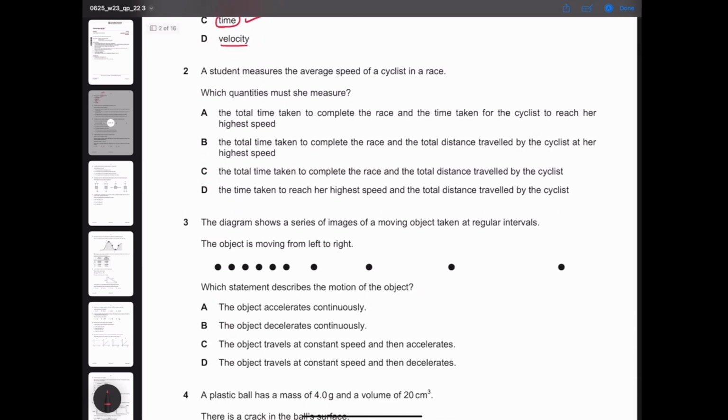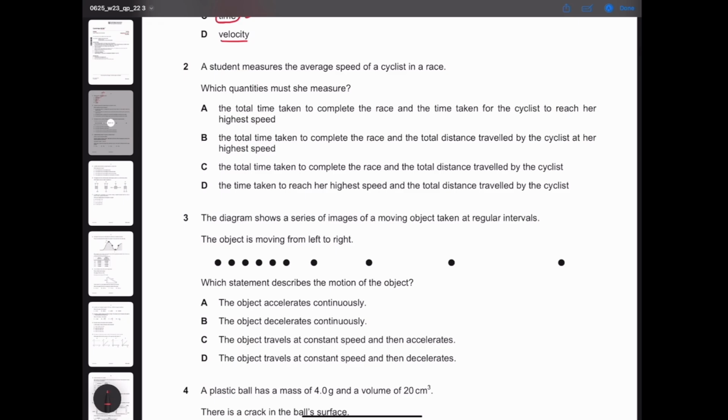Now, a student measures the average speed of a cyclist in a race. We know that average speed is equal to total distance covered by total time. Let's say you're going from point X to point Y. There is you, A, and there is your friend, B. You're going continuously and you cover X to Y. But your friend, the lazy one, decides to watch anime in between. So will that time be counted? Obviously, the time will be counted.